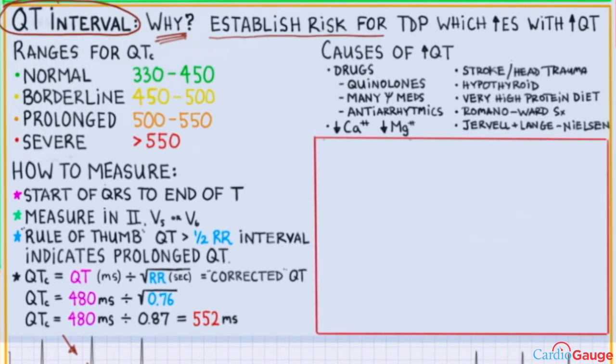Well, the purpose is to establish the risk for torsade de pointes, which increases with increasing QT interval. This dangerous heart rhythm is associated with long QT intervals. So the ranges for QT are defined in terms of a QTc. The little c is corrected. The corrected QT interval is used because it correlates with risk better than just the plain old QT interval.